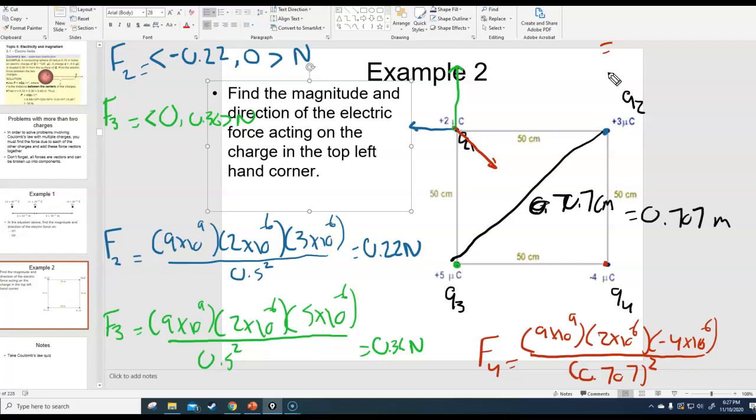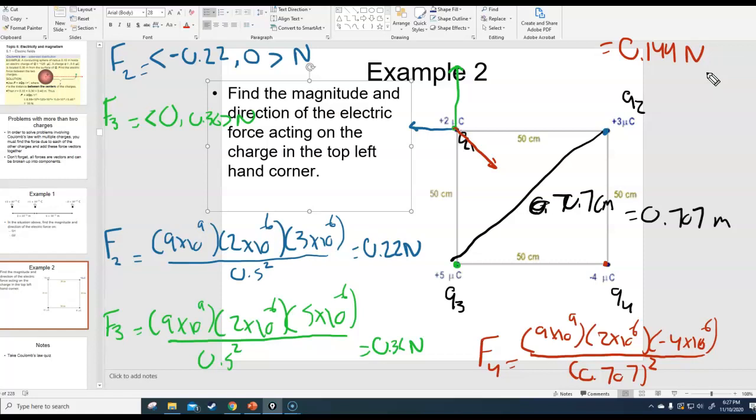9 times 10 to the 9 times 2 times 10 to the negative 6 times 4 times 10 to the negative 6 divided by 0.707 squared. I get 0.144 newtons. But, and here's a big but, is that in the x direction or the y direction?